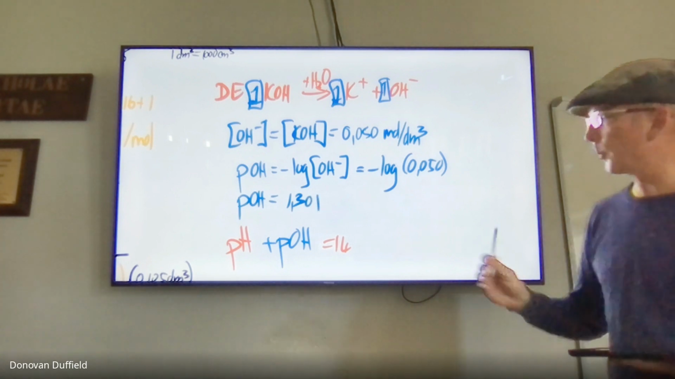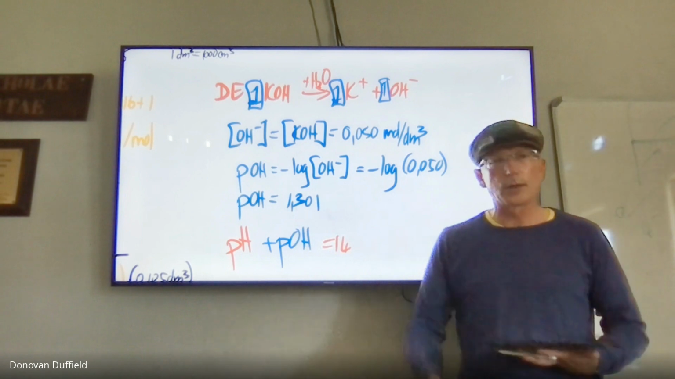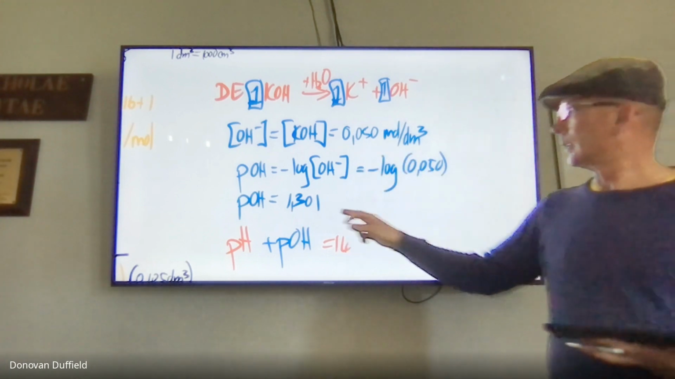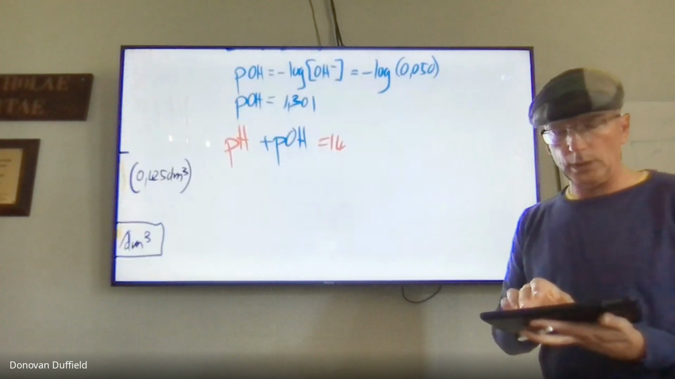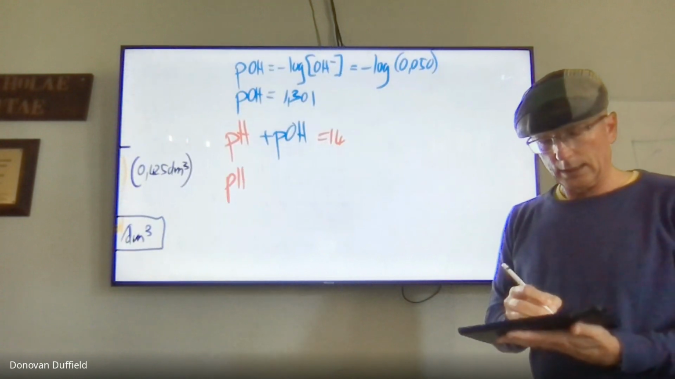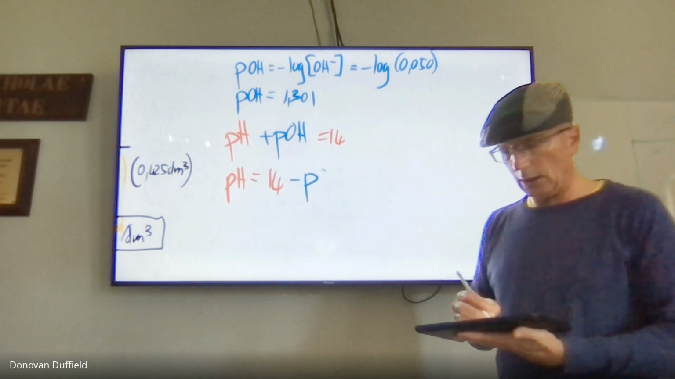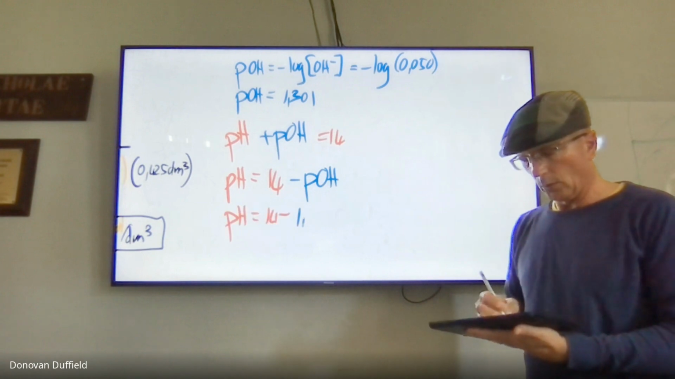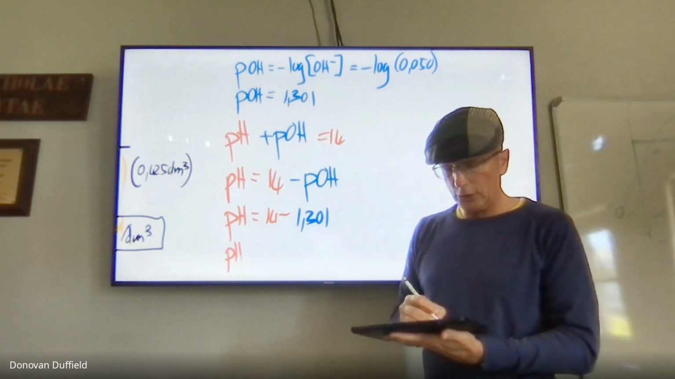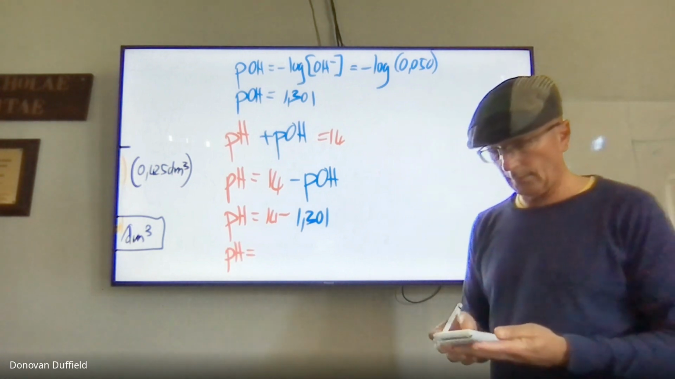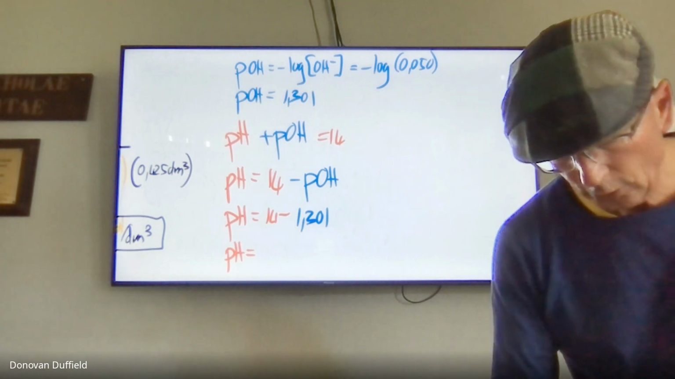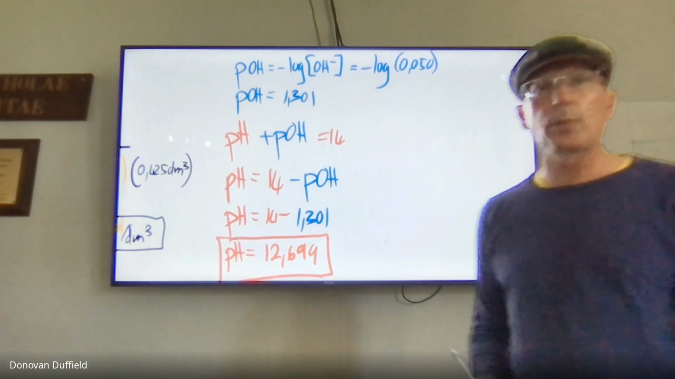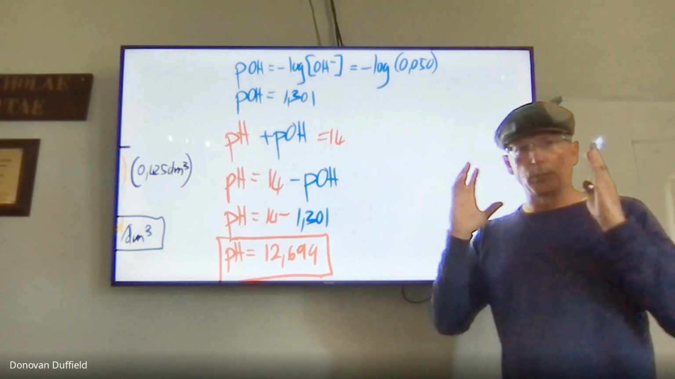1.301. Now the thing with pOH, if your pOH is low, it means your hydroxide ion concentration is high, but your pH is going to be high because we're going to subtract that now from 14. So pH equals 14 minus the pOH, taking that across. So the pH is going to be 14 minus 1.301. So the pH is going to be 12.699. And that is a high pH because this is a basic solution.